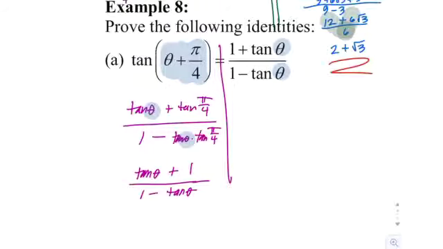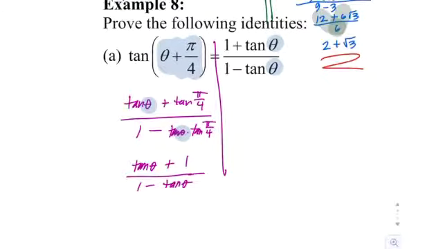Not quite, right? We've got to commute the terms in the top. So don't stop until it looks the same. So 1 plus tangent of theta over 1 minus tangent of theta.